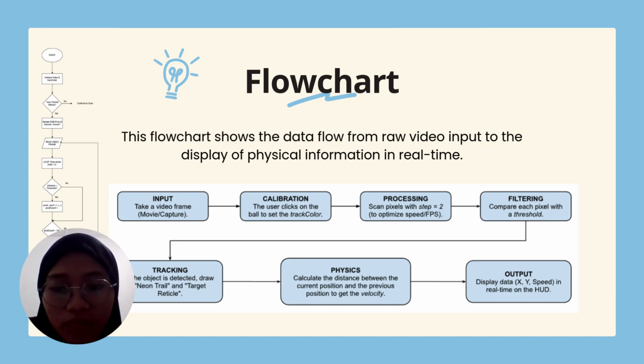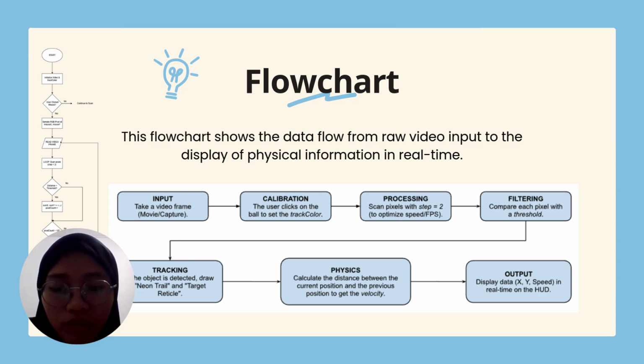At the heart of this flowchart is the filtering logic, where each scanned pixel will be calculated for its color distance to the target using the Euclidean distance formula. If the distance is below the threshold, the pixel is confirmed to be part of the object, so its coordinates will be saved for further calculation.